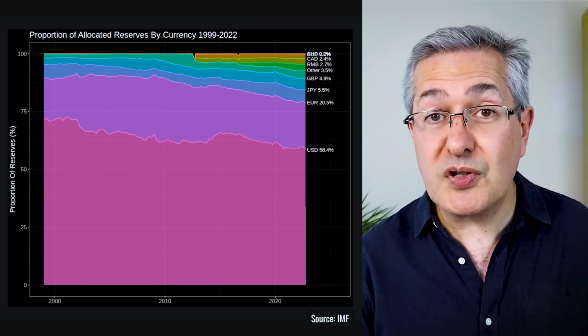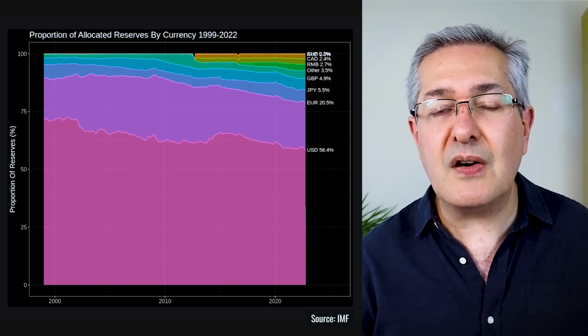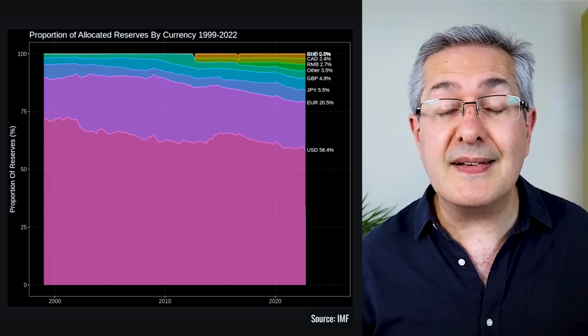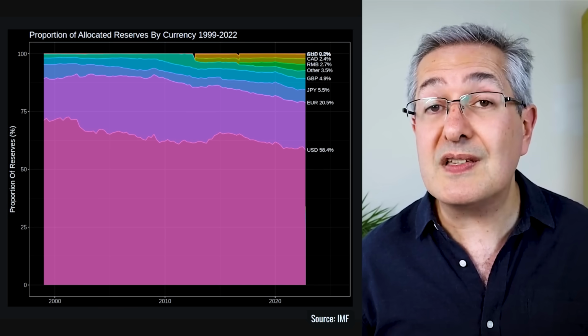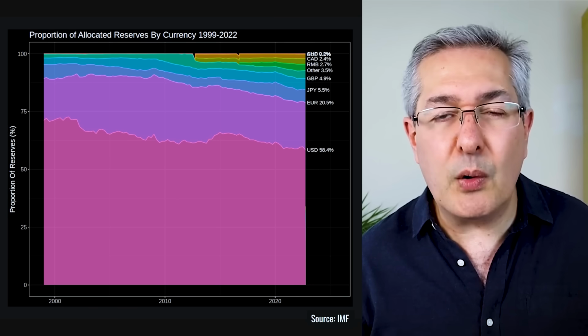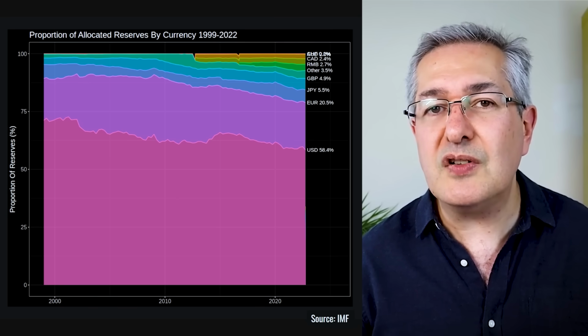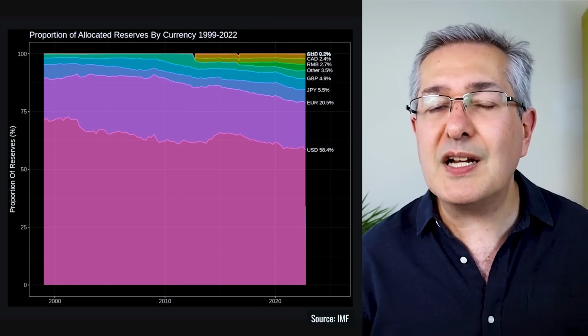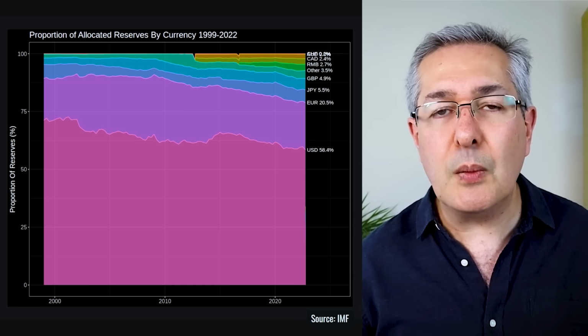If we look at the proportion of money held in each of those reserve currencies over time, going back to 1999, you can see that the US dollar has become less popular. So it started off at just under 3/4 of reserves, and now it's at just over a half. So there has been a gradual tailing off of dollar popularity.